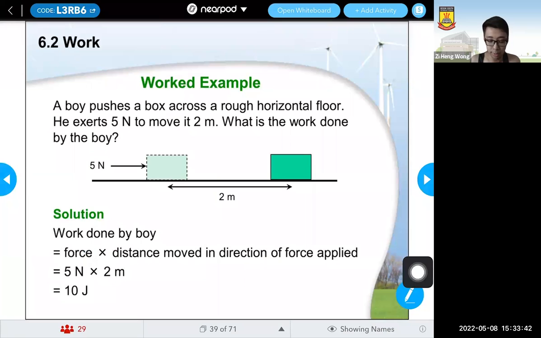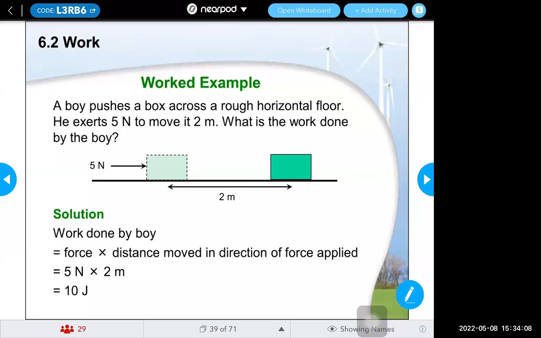Now an example where there is work done. A boy pushes a box across a rough horizontal floor. He exerts 5 newtons to move it 2 meters. What is the work done by the boy? So 5 newtons, 2 meters. Force times distance moved, 5 newtons times 2 meters, you get 10 joules. So far, okay?